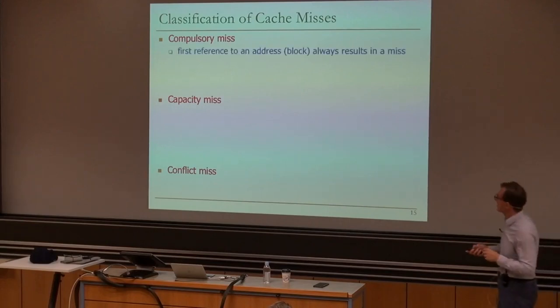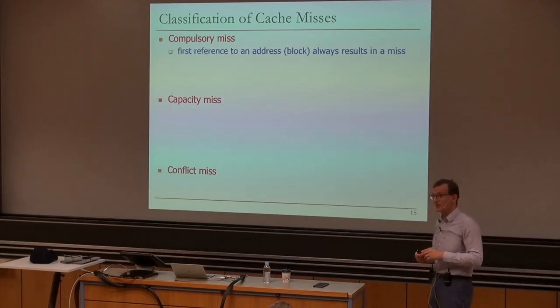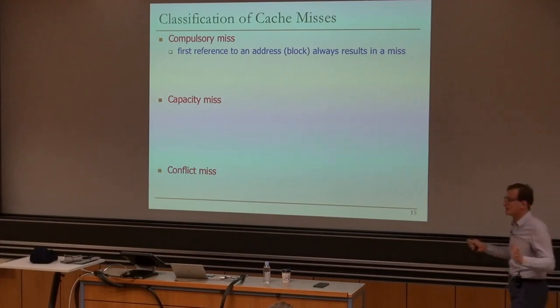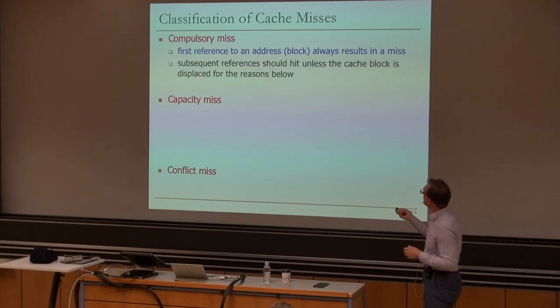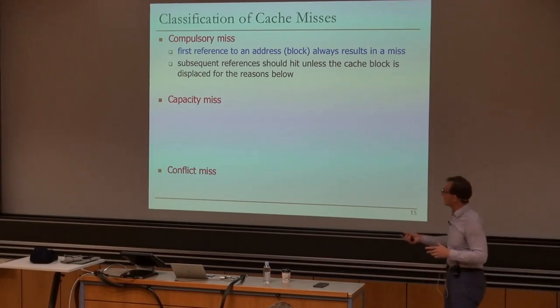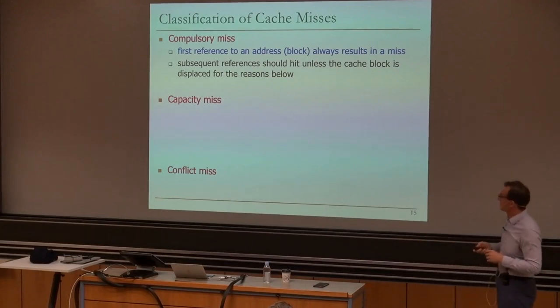It's interesting to classify these because compulsory misses have a very different behavior, right? This is really the first reference to a block, and you don't have it in the cache. That always results in a miss, right? And subsequent references hit unless the cache block is displaced for the reasons below, right? And then we're going to talk about how to eliminate these different kinds of misses later on.